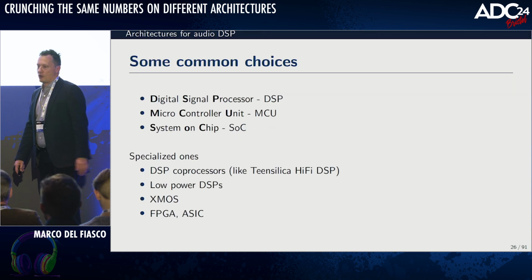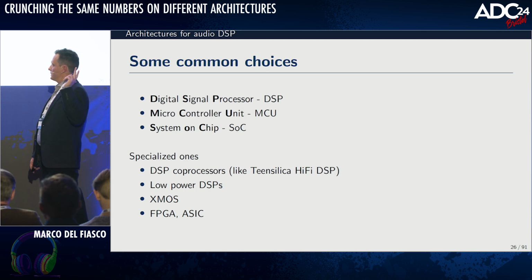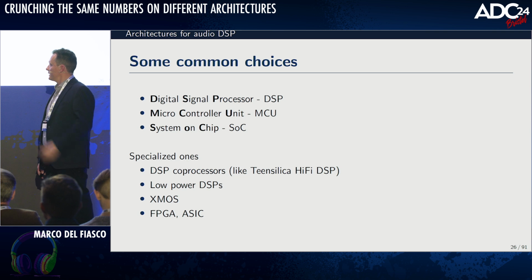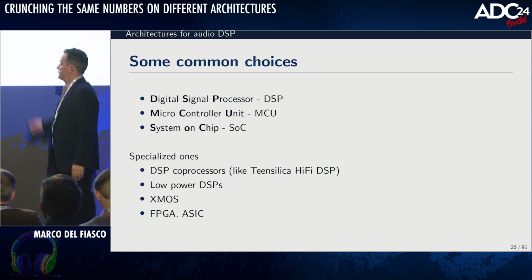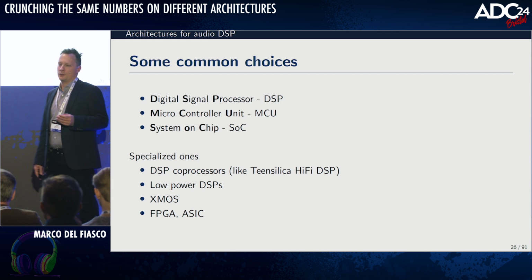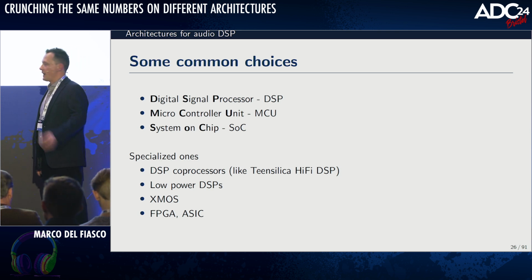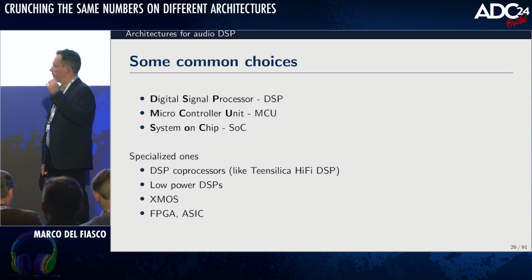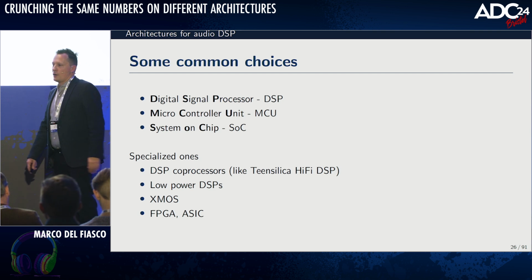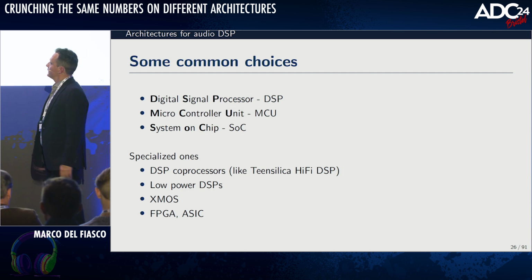So what are the common choices? They are the DSP, the microcontroller, and the system on chip. Of course, there are a lot of specialized architectures, like DSP coprocessors, low-power DSPs, the XMOS chips, which is widely used in audio, which is a hybrid microcontroller RISC processor. There are FPGAs, ASICs, a lot of chips. But this talk wanted to address the main used ones. So we will take a look at the first three.